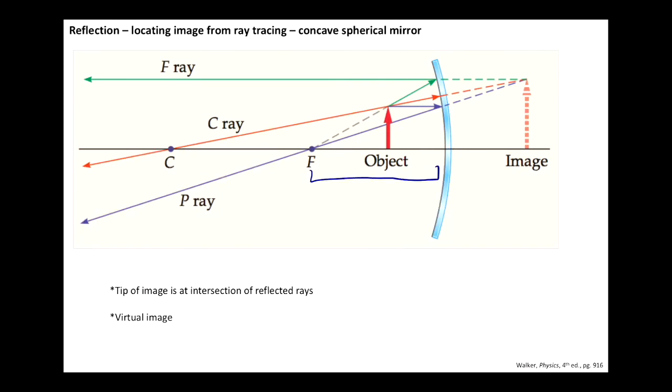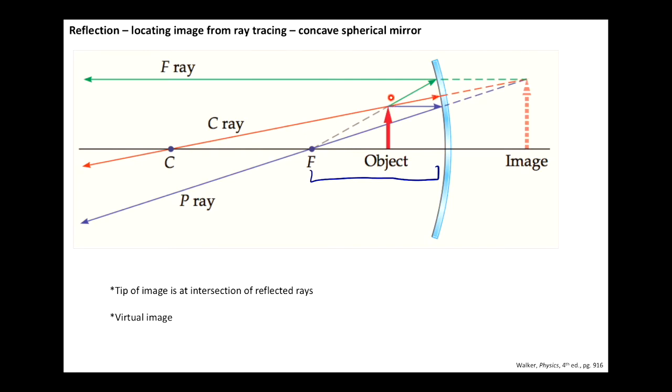Starting with the parallel ray, the P ray starts parallel, and then has to reflect in such a way that it goes through the focal point, which is back behind it. Okay? Then you can take that light ray and say, if I trace it backwards, it goes back to this point. The C ray just goes bang, bang. Just bounces right off the mirror.